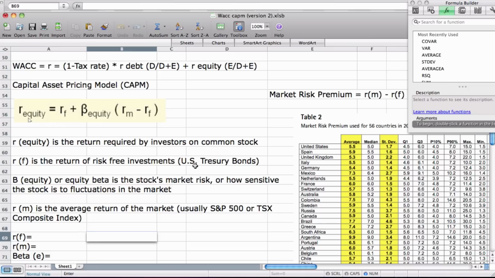So quickly going over the equation, the return required by investors on common stock equals the risk-free rate, which is the yield on US Treasury bonds, plus the beta equity, which is a measure of the stock's volatility or the stock's market risk, essentially how sensitive the stock is to fluctuations in the market.